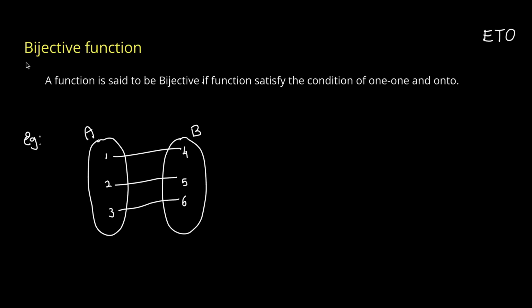Last type of function under based on mapping is bijective function. A function is said to be bijective if the function satisfies the conditions of one-one and onto. Let's see the below example. Set A represents domain and set B represents codomain. As we all know, every element in domain must have connection with codomain. Then it is said to be one-one. And every element in codomain must have connection with domain. Then it is said to be onto. This example is satisfying both conditions. So this is a bijective function.